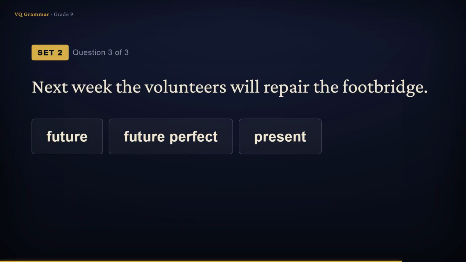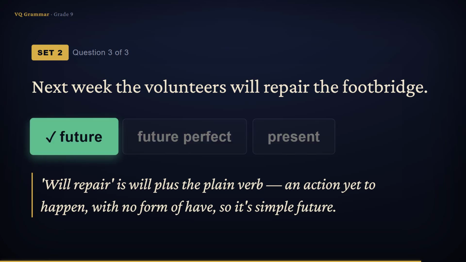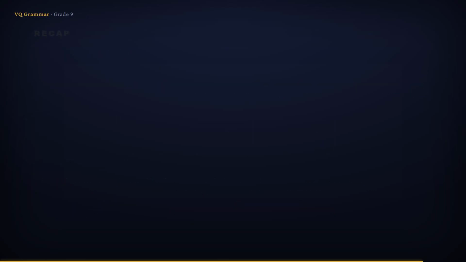Next week, the volunteers will repair the footbridge. The verb is will repair. There's the word will, so we're pointing to the future. But is there a form of have? No, just will plus the plain verb, repair. So it isn't a perfect tense. An action yet to happen, will with no have. That's the simple future tense.